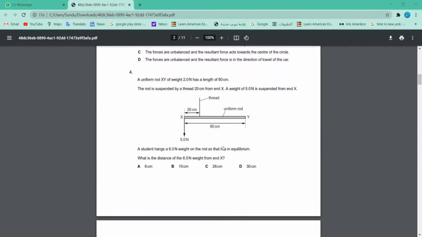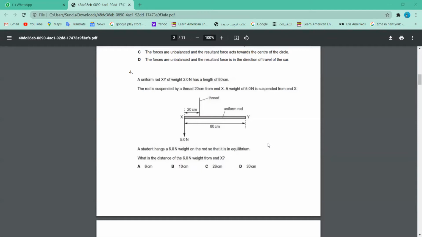Okay, question number 4. A uniform rod XY of weight 2 Newton has a length of 80 centimeters. The rod is suspended by a thread 20 centimeters from end X. A weight of 5 Newton is suspended from end X. A student hangs a 6 Newton weight on the rod so that it is in equilibrium. What is the distance of the 6 Newton weight from end X? So it is one of those questions that I was talking about. A lot of forces acting, right?